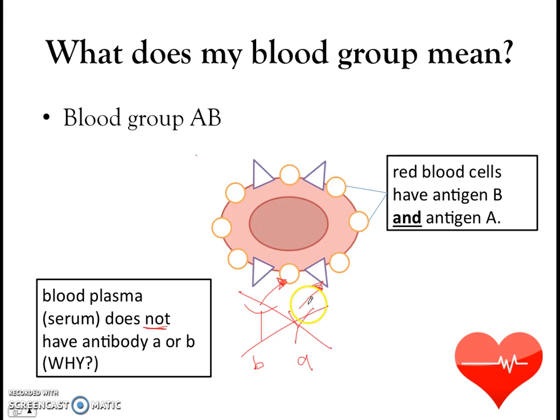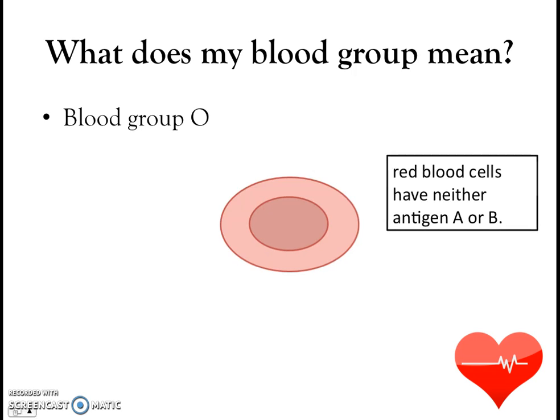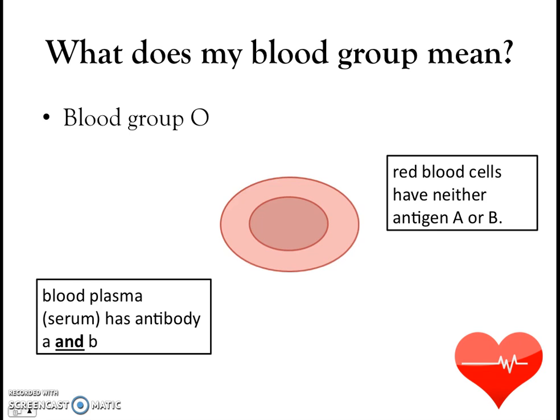Right? So finally, for a person of blood group O, what do you think? Well, blood group O means that the red blood cells of this person have neither antigen A nor B. So you don't see antigen A or B on the red blood cell. Now in his blood plasma or the serum, he will have both antibody A and antibody B.